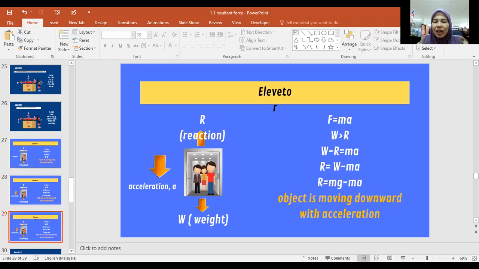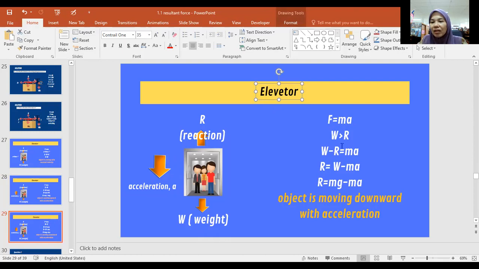Next situation, elevator as well. The object is moving downward with acceleration. We have two types of force, and F is equal to ma. If it is moving downward with acceleration, W is greater than R. Weight is greater than reaction, so we use W minus R, because W is greater than the reaction. W minus R is equal to ma. So R is equal to W minus ma. R is equal to mg minus ma. The object is moving downward with acceleration.